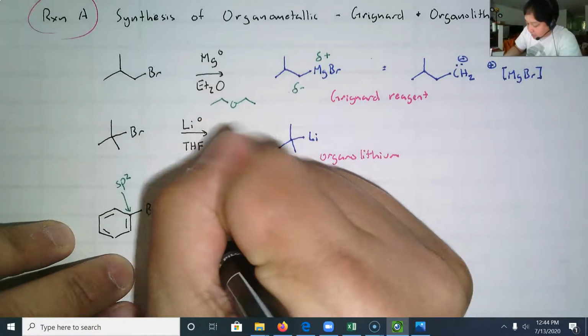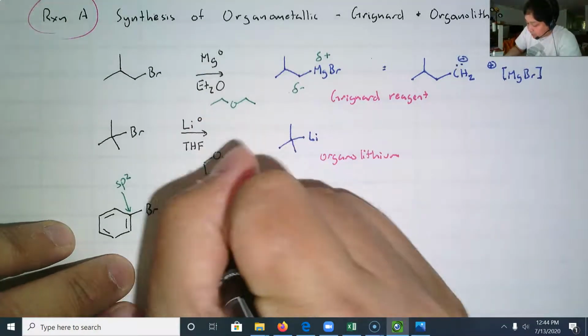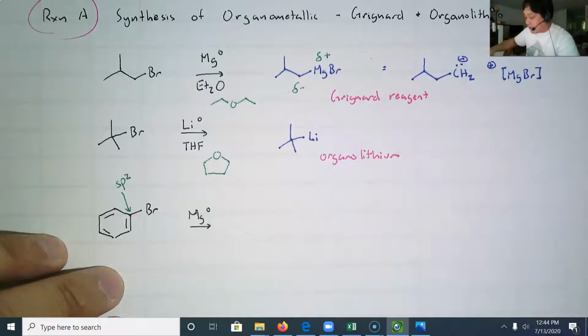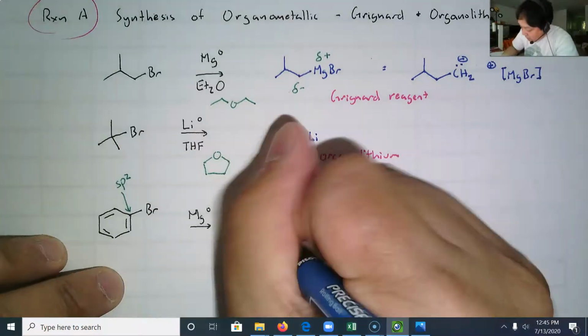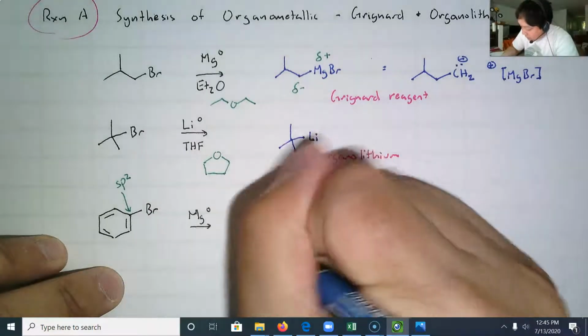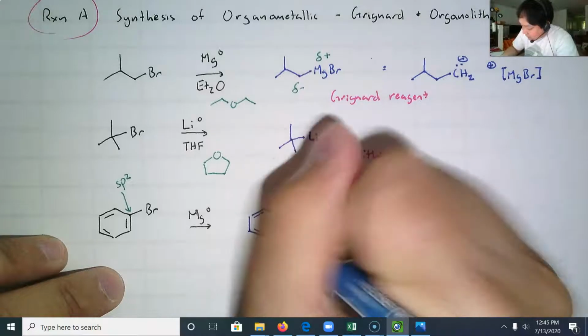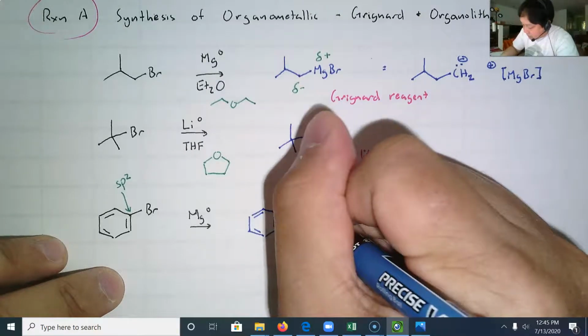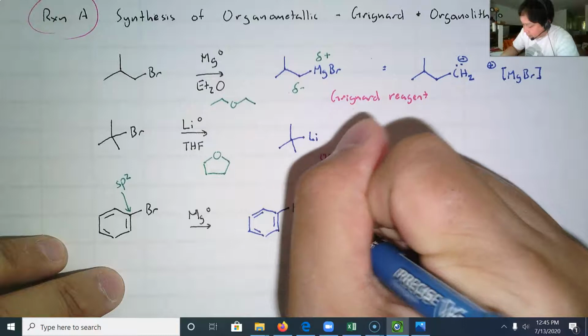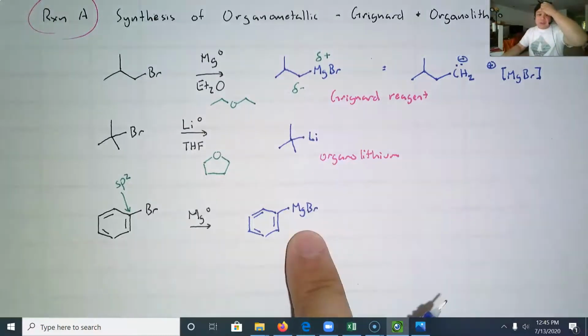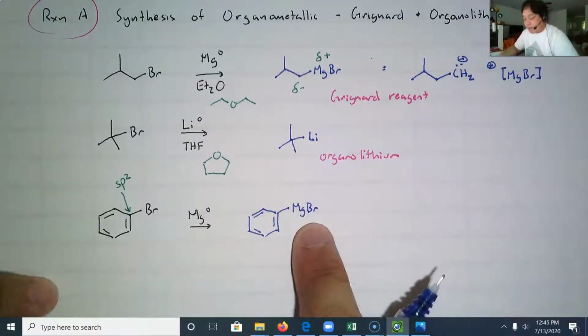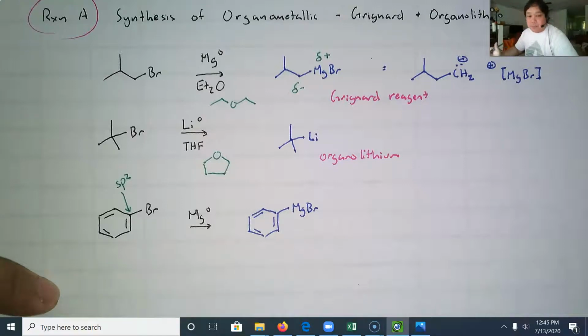I typically like using the Grignard reagent or making the Grignard reagent, so I'm going to do that here. But you could easily have done lithium. Just don't forget that for the Grignard reagent, you have the Mg and you keep the Br, or the Cl if there was a chlorine.